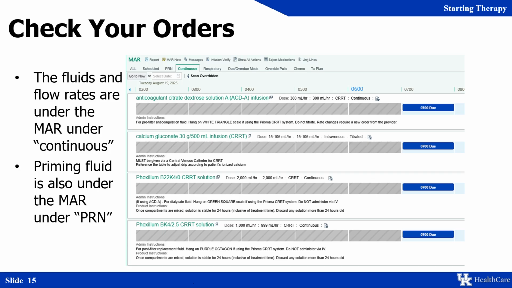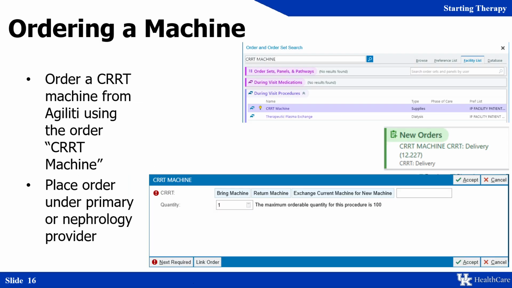Note that since this patient's on citrate, they're also going to have a calcium infusion that's going to go on a central line elsewhere on the patient. It's not going to go into the CRRT machine. If you go to the PRN tab, you'll also see the priming fluid, whether it's normal saline or heparinized normal saline.